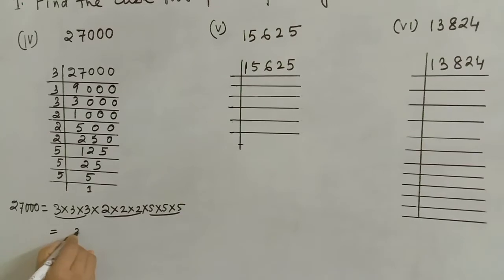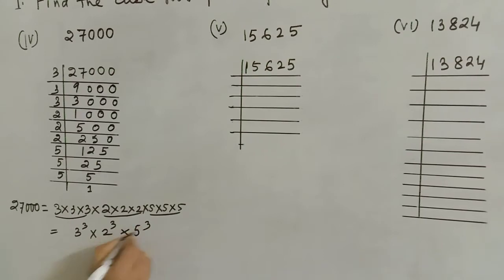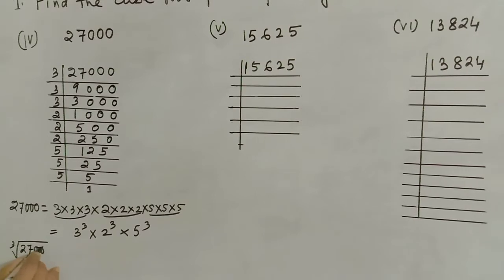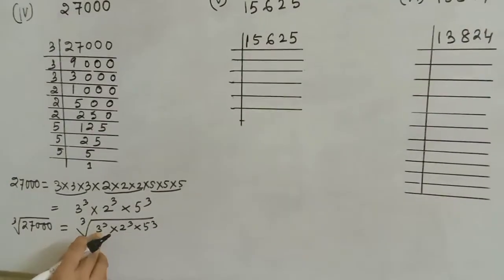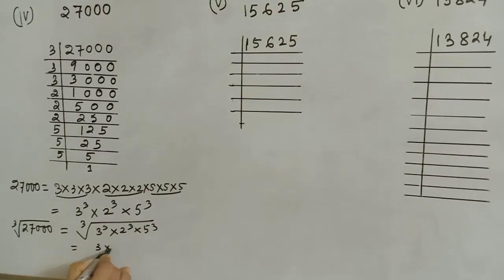You can write in this way: 3 cube, 2 cube and 5 cube. So cube root of 27,000 equals cube root of 3 cube, 2 cube and 5 cube. So you know that as it is cube root, so out of same numbers you can take 1. 3 into 2 into 5, that is 30. So cube root of 27,000 is 30. Come to the next number.